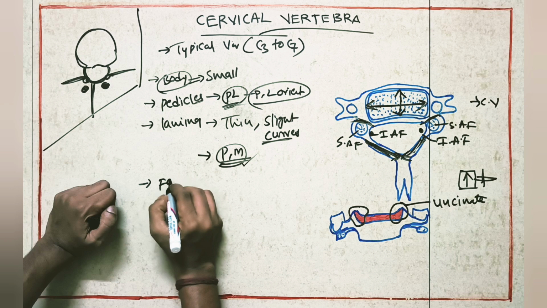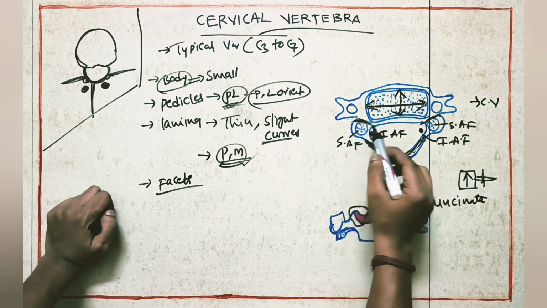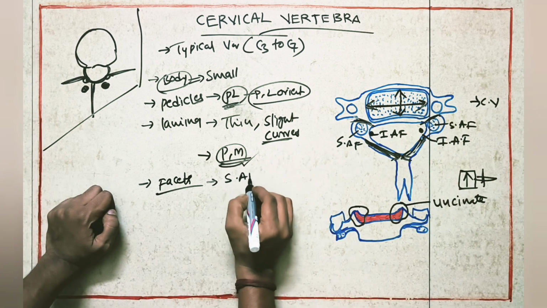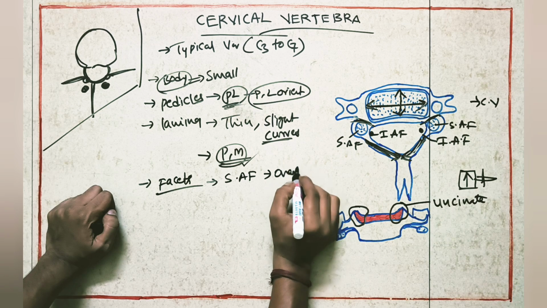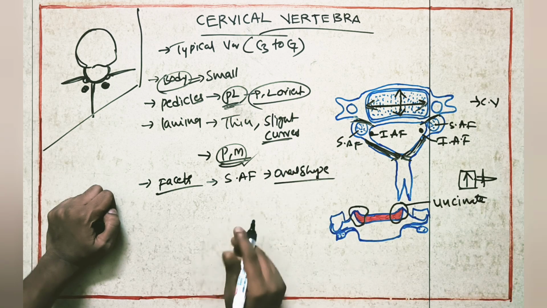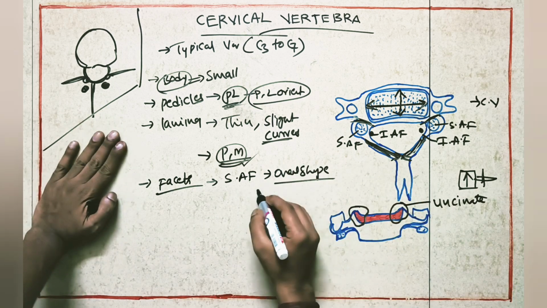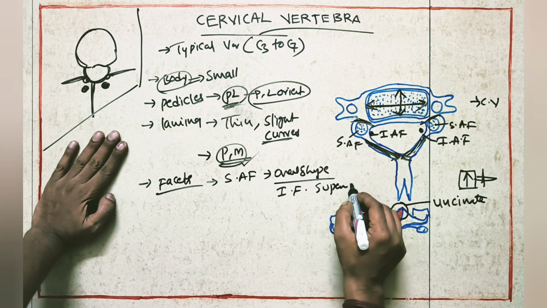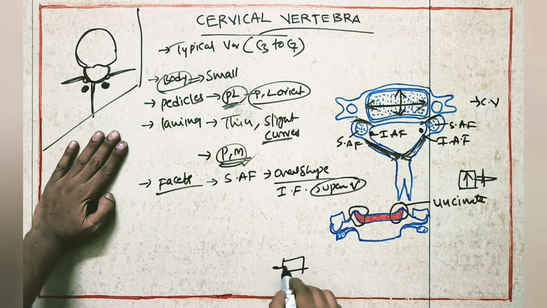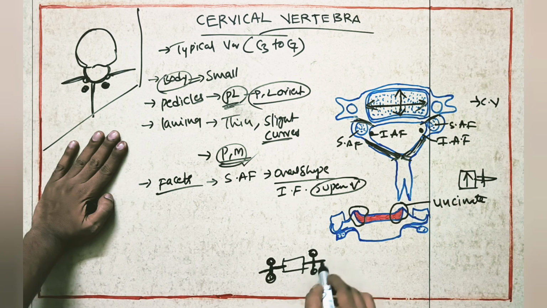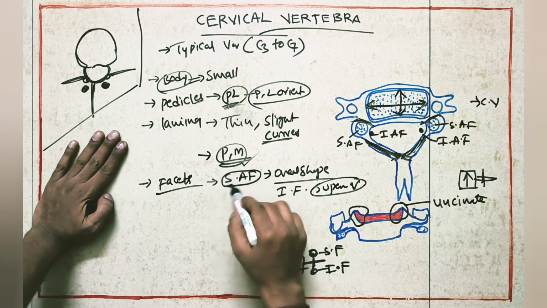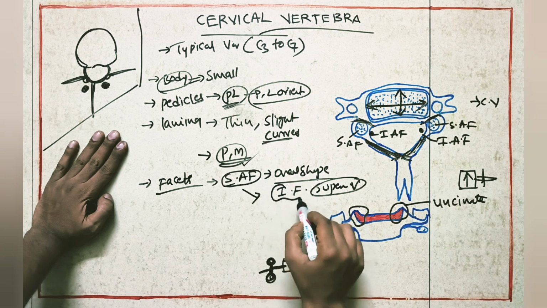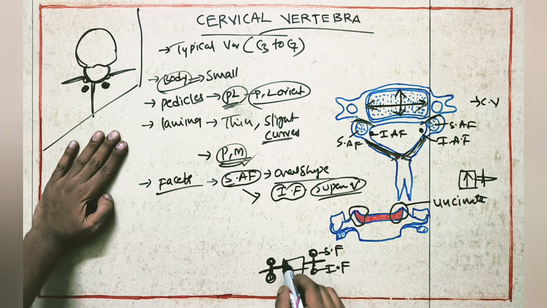And next one, facets. Here these are the superior facets. The superior articular facets are oval shaped, and they articulate with the inferior facets of the superior vertebra. Suppose I take one vertebra: here I have superior facets, and here also I have superior facets. These are the superior facets, these are the inferior facets. The superior articular surface articulates with the inferior facets of the superior vertebra.